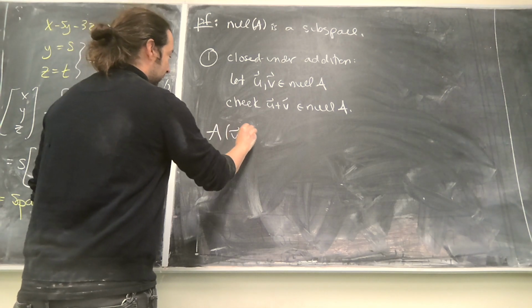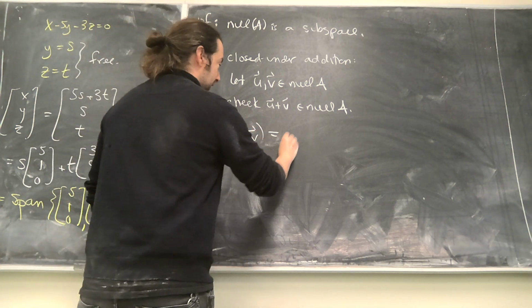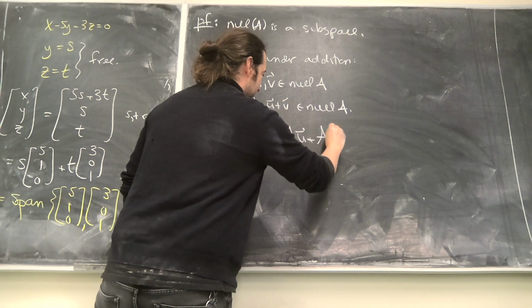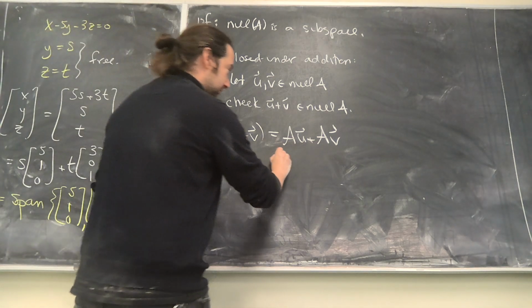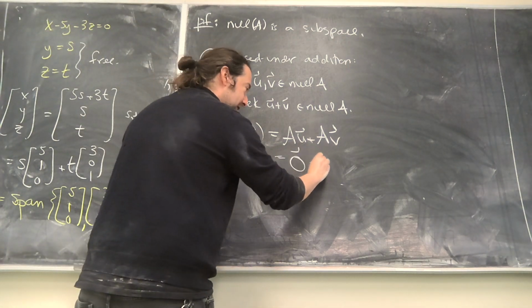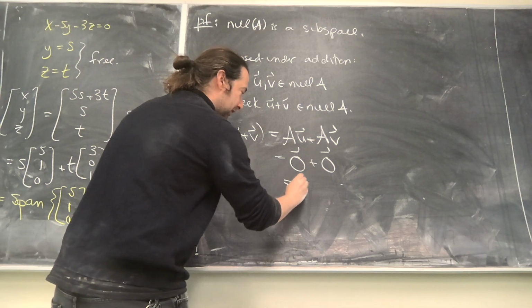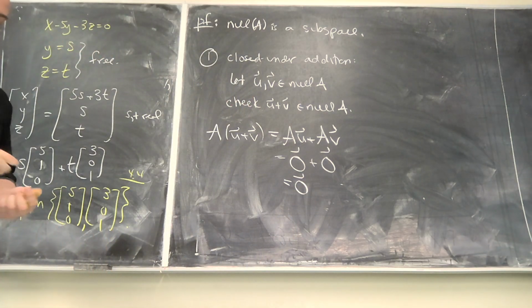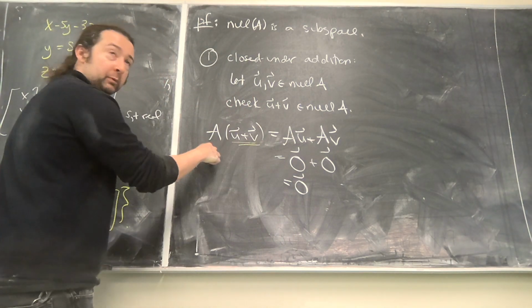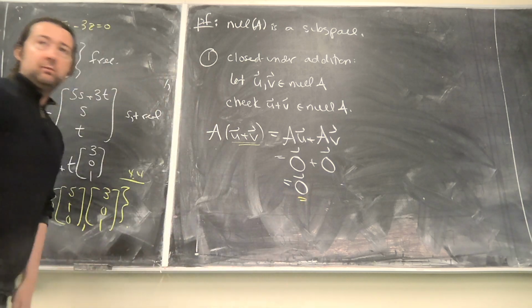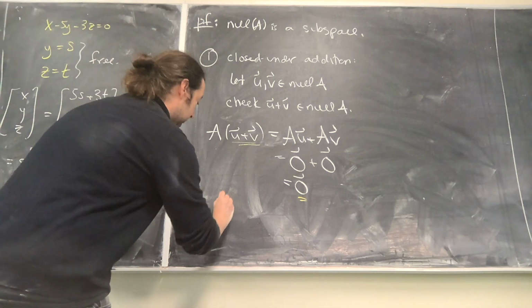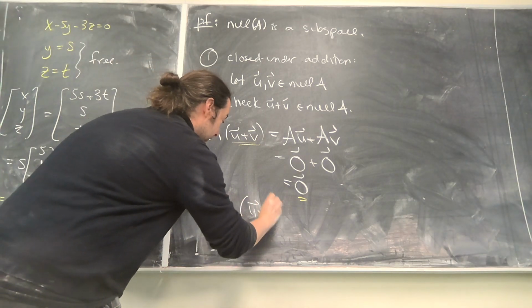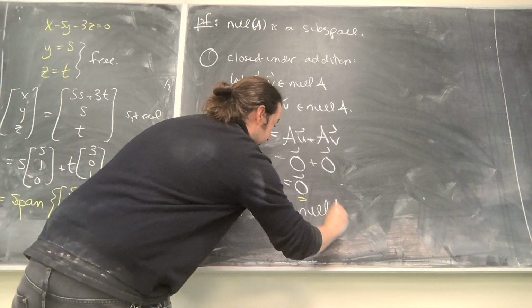A times (u plus v) is equal to A times u plus A times v. Oh wait, but u and v were both in the null space of A. So A times u is 0, and A times v is also 0, and 0 plus 0 is 0. So when I took u plus v and multiplied it by A, 0 was the vector that came out. And that's exactly what it means to be in the null space. So u plus v is in the null space of A.